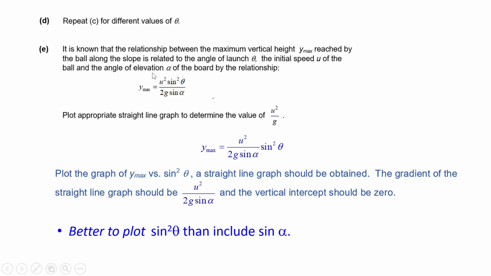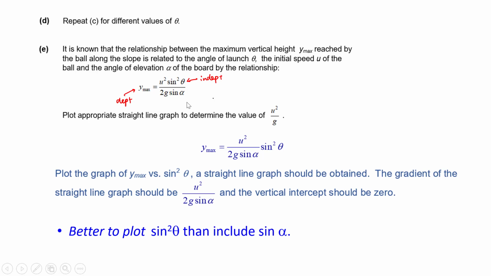So you're given this equation, y max equals u squared sine squared theta over 2g sine alpha. So what graph am I going to plot here? First, identify your independent variable. My independent variable in this case is theta, and my dependent variable is y max. And then the next thing to do is to linearize this equation.